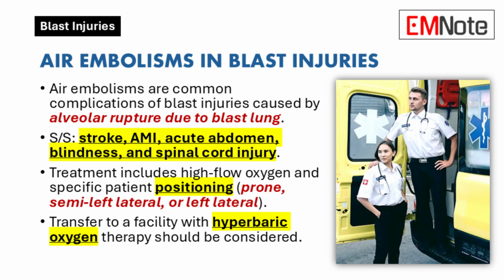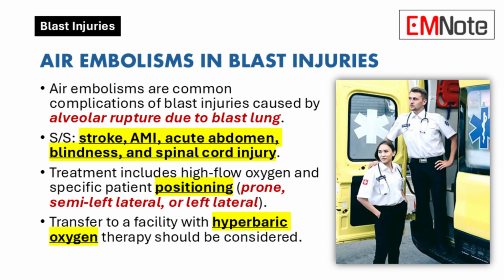What kind of problems can an air embolism cause? An air embolism can cause a range of serious complications, including stroke, heart attack, acute abdominal pain, blindness, deafness, spinal cord injury, and even pain in the legs due to poor circulation. So one injury could potentially trigger a cascade of other problems. Precisely. That's why careful monitoring and a high index of suspicion are so important in blast injury cases.